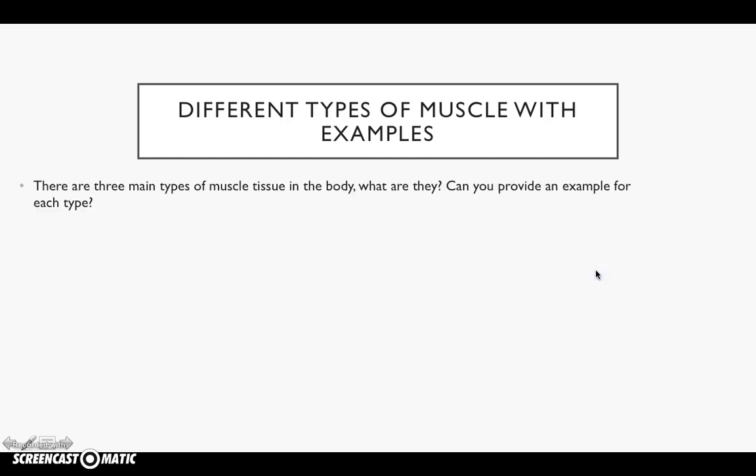So there are three main types of muscle tissue in the body. What are they? Can you provide an example for each type? Give this a go if you think you can do it without any memory methods or any fill in the blanks. If you pause this now, give it a go.